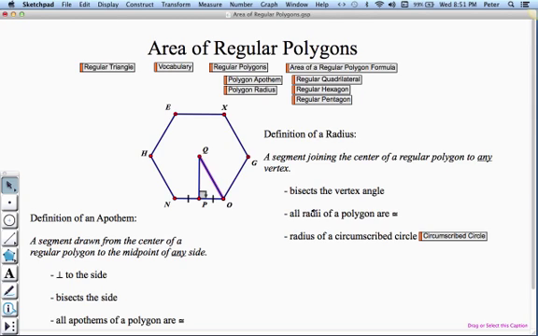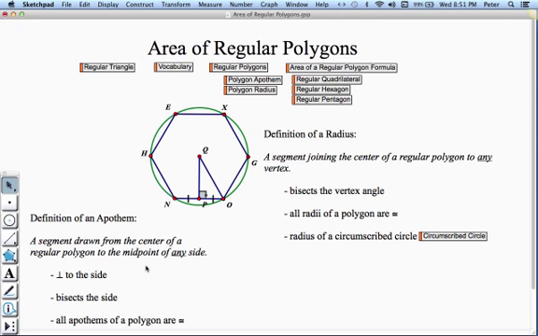And the radius of the polygon is also the radius of the circumscribed circle. So the apothem is the radius of the inscribed circle. The radius is the radius of the circumscribed circle. Okay, make sure that you have all of these properties of a radius in your notes, along with all the properties of the apothem. If you haven't, stop the video, rewind, and make sure you have all those in your notes.